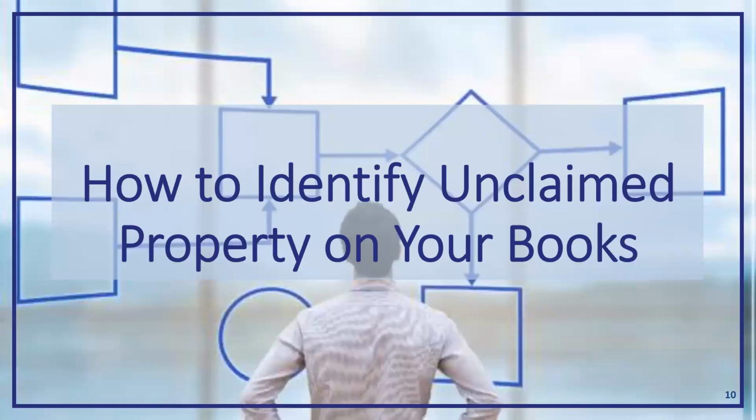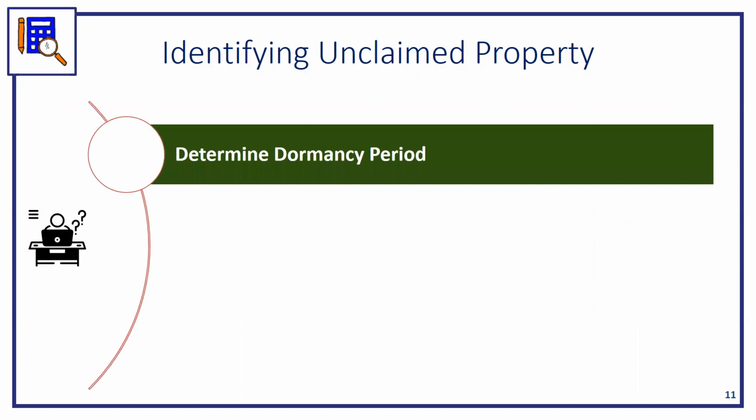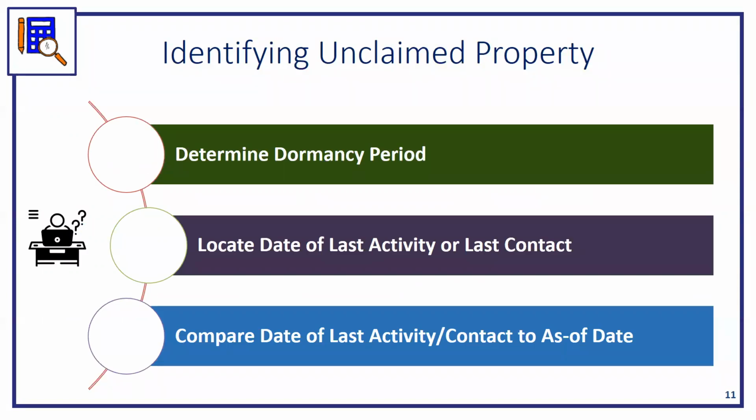So now let's dive into a basic overview of identifying unclaimed property on your books. Reviewing your books and records involves identifying any properties that are in danger of becoming unclaimed, which means determining the property type and how long it's been dormant or inactive. So you want to figure out what the property is that you have on your books and records and what its mandated dormancy period is in California. Then the holder will need to figure out the date of last activity or contact with the owner of these properties. And then the holder will compare those dates with the as of date used by their business.